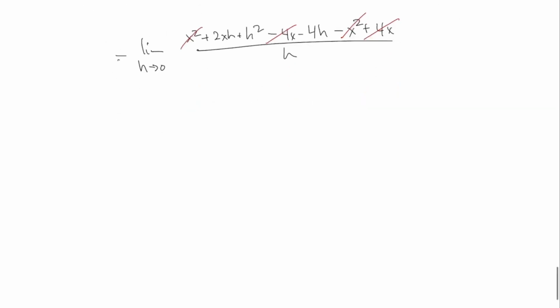Okay, and I think that's all that cancels directly. So it's the limit as h goes to 0 of 2xh plus h squared minus 4h, divided by h. Then I factor h on top, as always.